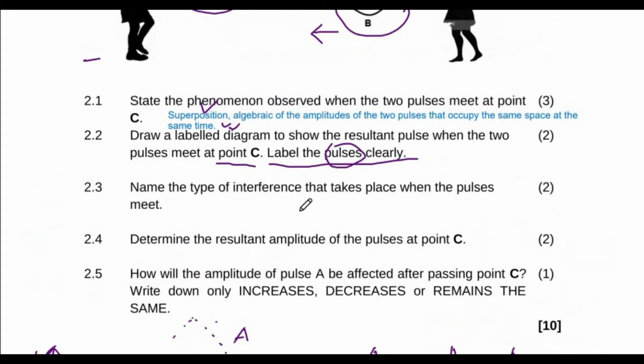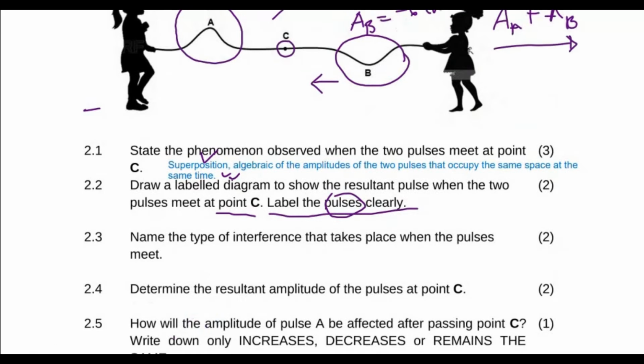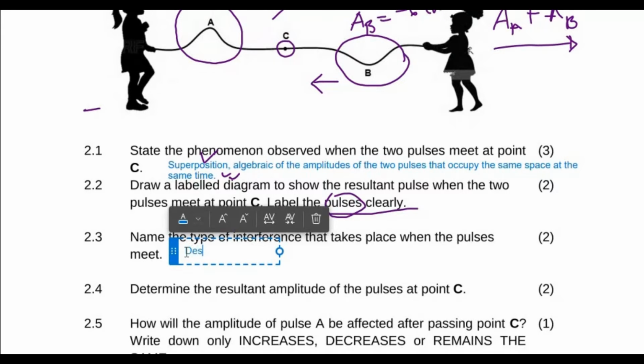Name the type of interference that takes place when these two pulses meet. As I mentioned before in multiple choice, if we have a pulse above equilibrium, as A is, and a pulse below equilibrium meeting, we get destructive interference, because the crest of A overlaps with the trough of pulse B. So just write the type of interference: it is destructive interference.